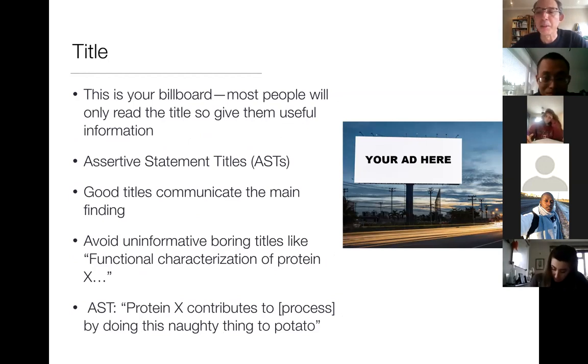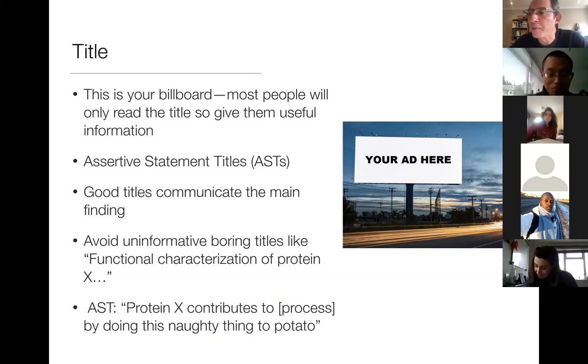Why is the title important? The title is very important because this is your billboard. Think about it as your billboard, right? Think about how many people will read the title compared to the number of people who read the paper. I don't know, I have a guesstimate, I guess.